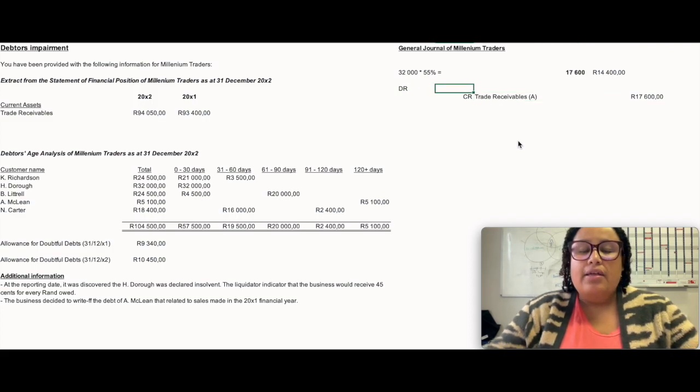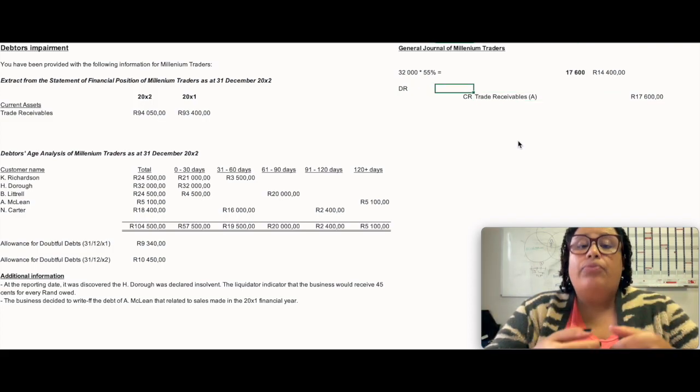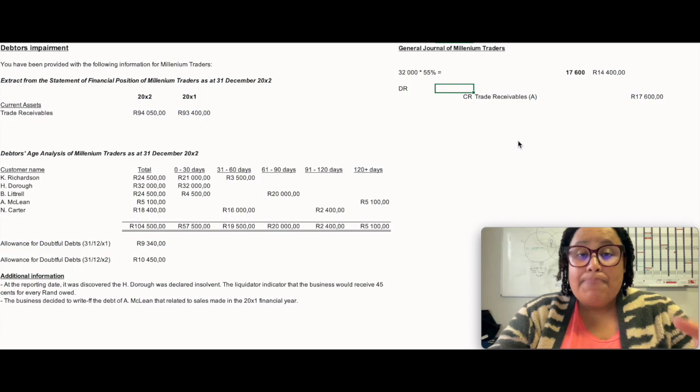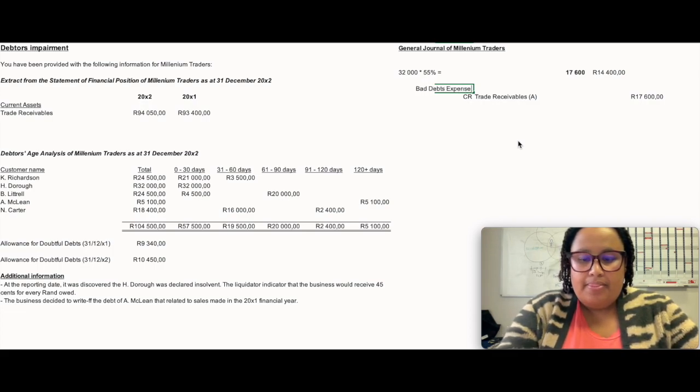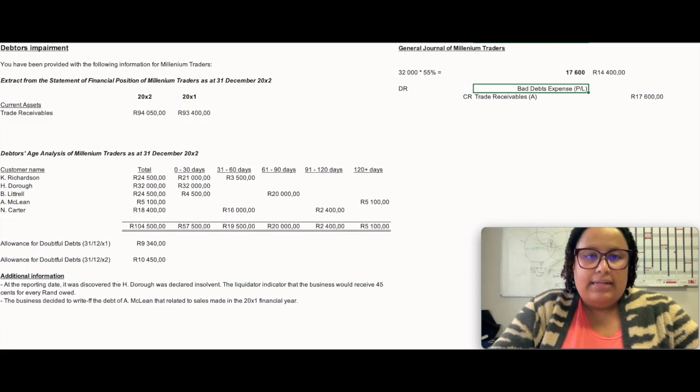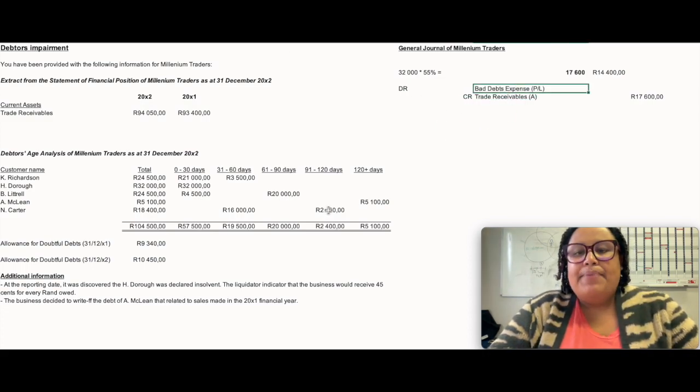Now, when we are decreasing or derecognizing a part of the debt, that is causing our net asset value to decrease. And that net asset value is due to a transaction that does not involve the owner. So we know we are going to have to recognize an expense. And in this case, the expense that we would recognize is called bad debts expense.